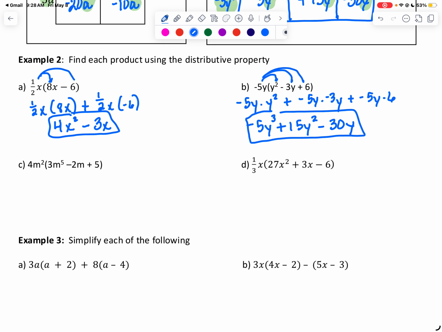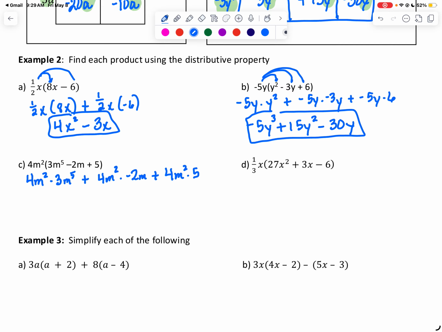Pause the video and try problem C on your own. All right, welcome back. Let's see how you did. I started out by multiplying 4m squared times 3m to the 5. And then I multiplied 4m squared times negative 2m. And then I multiplied 4m squared times 5.